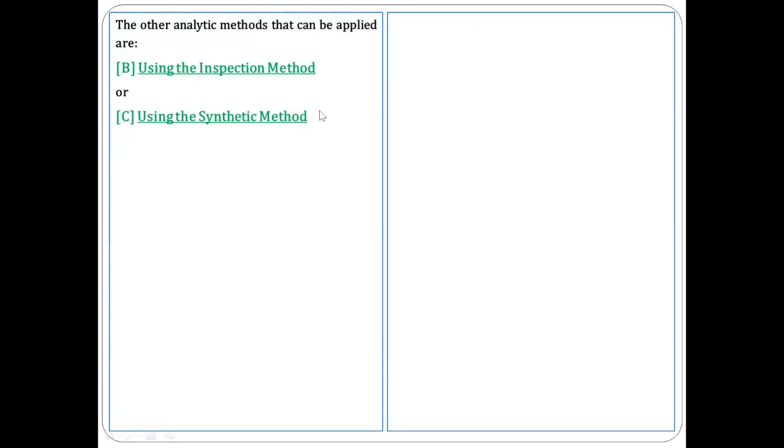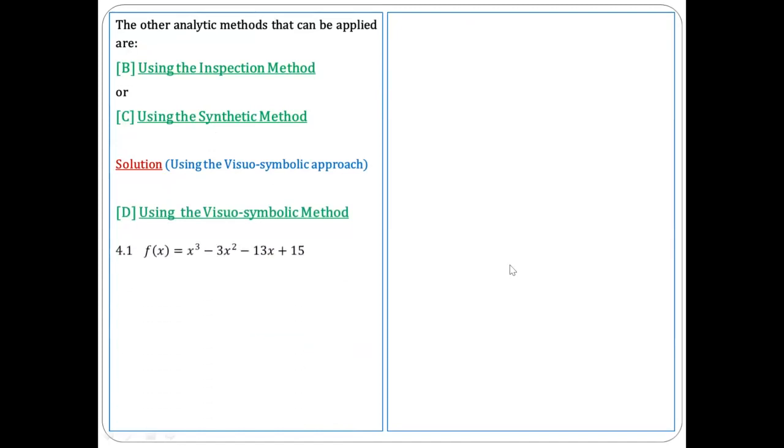What I want to introduce now is a fourth method. So we have discussed 3 analytic methods. The fourth method is using the visual symbolic method, which you can call method T.